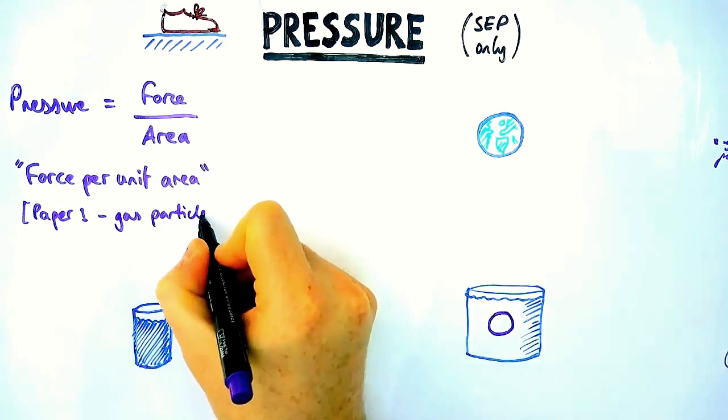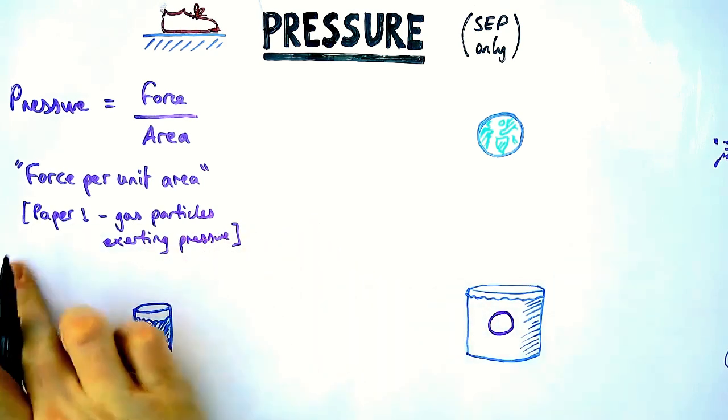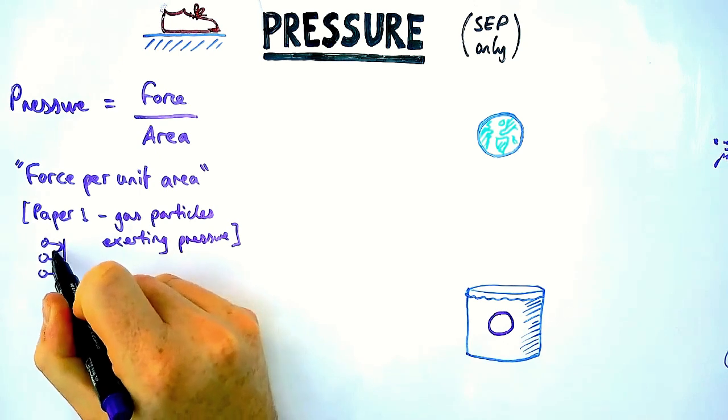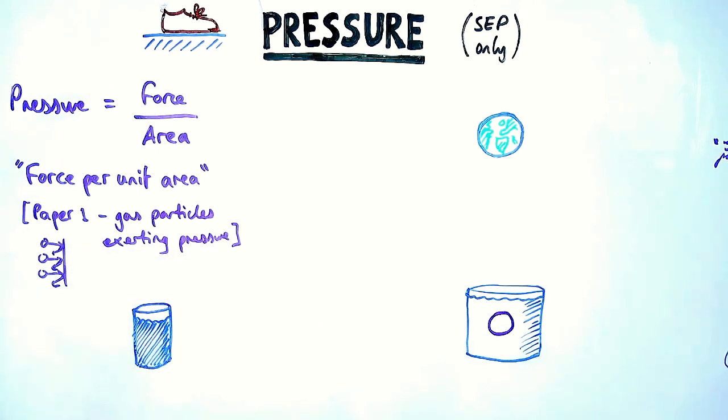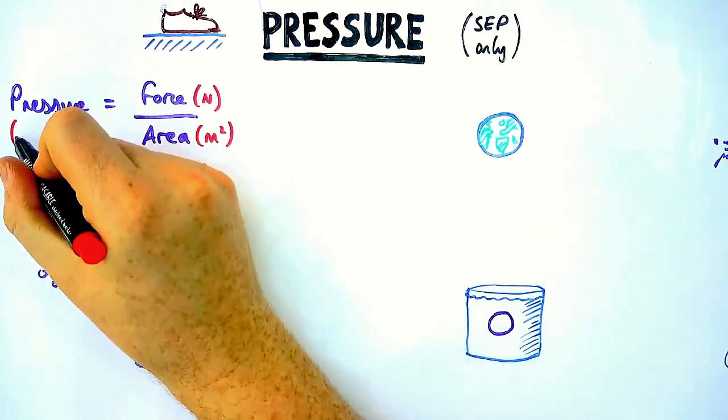pressure. Now this is really useful for paper 2, but also for paper 1, talking about gas particles exerting pressure on a bike tire or something, any sort of surface. When the gas particles collide with the container wall, they exert a force, which means there's pressure. So it's useful for both papers, this.